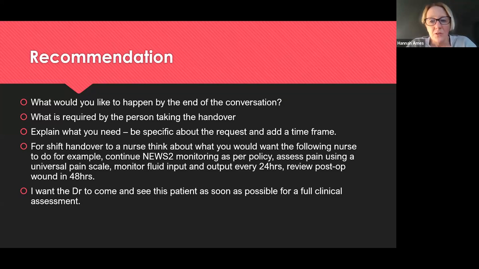Quite often you're handing over on a shift-to-shift basis, so you're handing over to the next nurse. Think again in practice, in your nursing careers, what information you give at a handover. For example, I might want the following nurse to continue NEWS 2 monitoring as per the policy, assess pain using the universal pain scale, monitor fluid input and output every 24 hours, or maybe review the post-op wound in 48 hours. So be really clear. If you are handing over to a nurse, think about all those things that you'd want that nurse to do on the following shift.